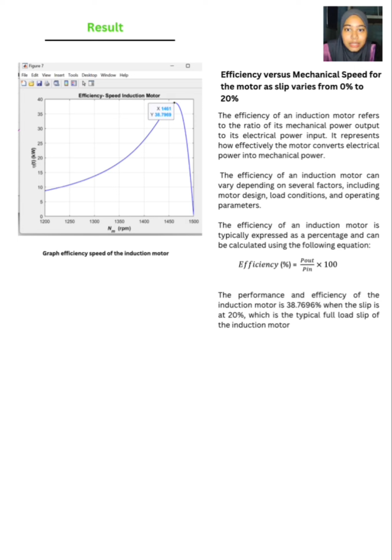From the result, we can see here that the performance and efficiency of the induction motor is 38.7696% when the slip is at 20%, which is the typical full load slip of the induction motor.